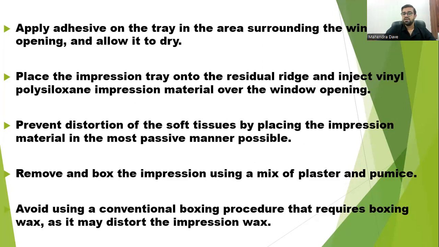Then we place the impression tray on the residual ridge and inject vinyl polysiloxane impression material over the window opening, preventing distortion of the soft tissue by placing the impression material in the most passive manner possible. Then we remove and box the impression using a mix of plaster and PVS. We avoid using any conventional boxing procedure that requires boxing wax, as it may distort the impression wax.